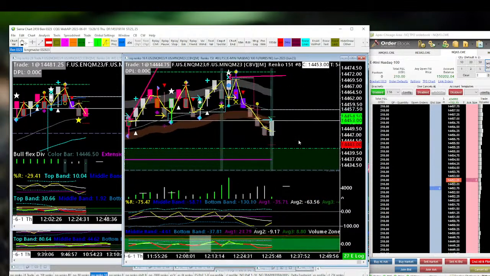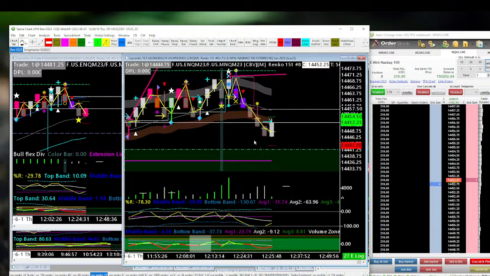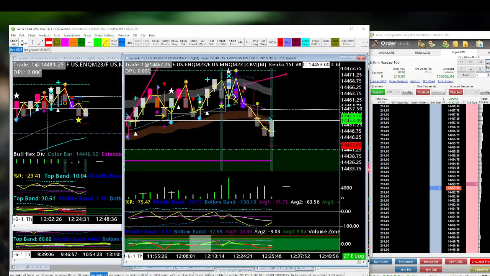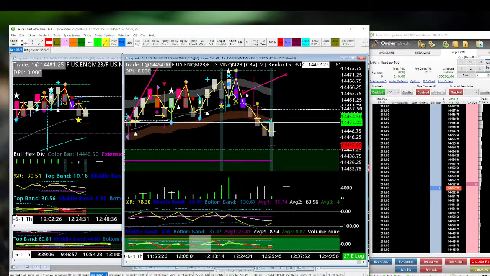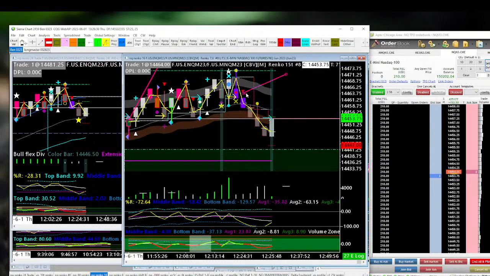Until that breaks, it's just a pullback. So it's neutral. It's bearish in the sense that your buy orders aren't going to work, but whether or not you actually have a setup to sell is dependent on risk reward.